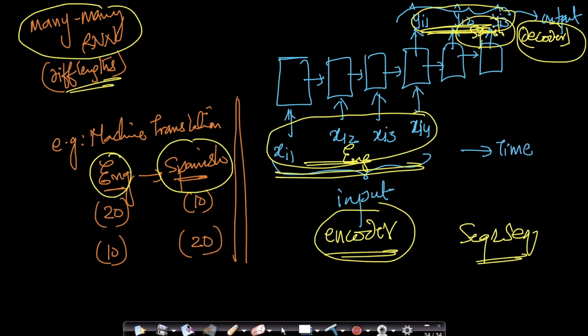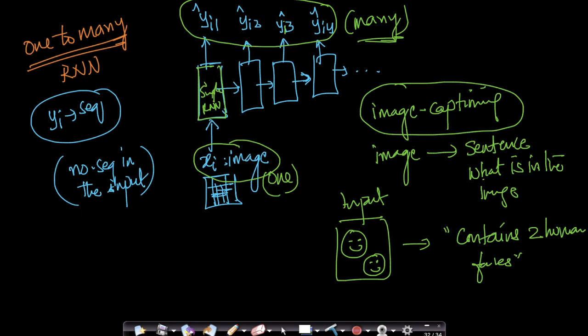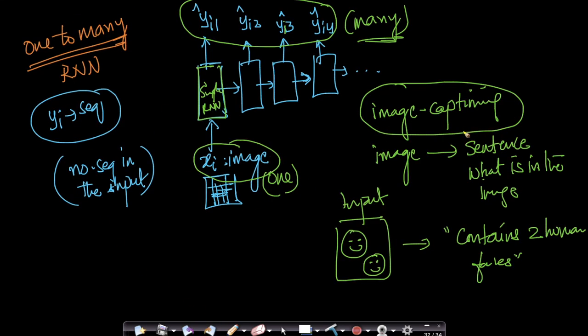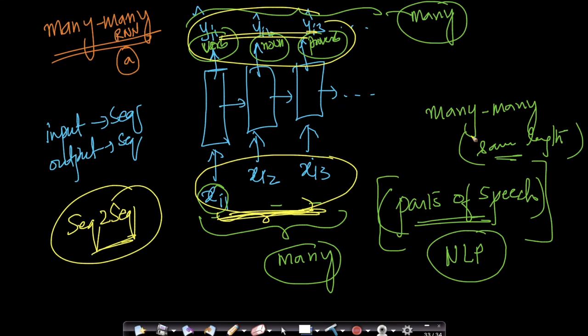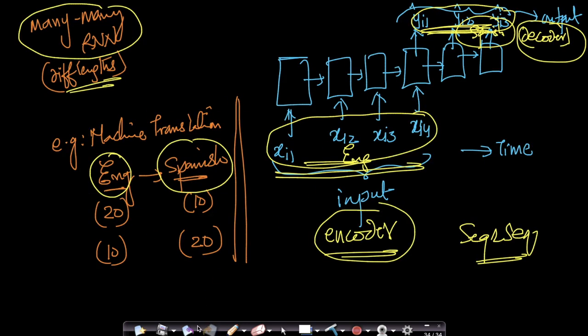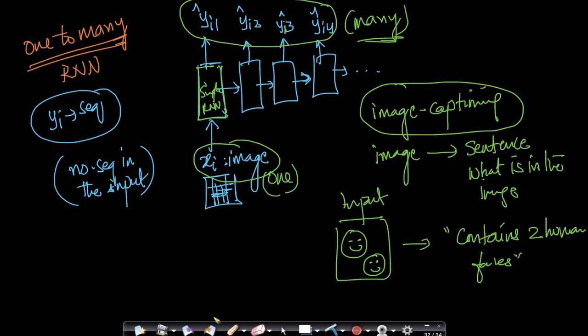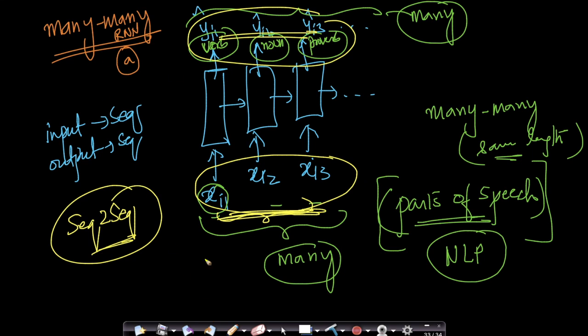So these are the four popular types of architectures. You have a many-to-one that we have seen in sentiment classification. We have a one-to-many like image captioning. We have a many-to-many of same length and many-to-many of different lengths. Obviously, there is one more case that I've not written here, which is one-to-one. Because you've done many-to-one, one-to-many, and many-to-many both types.